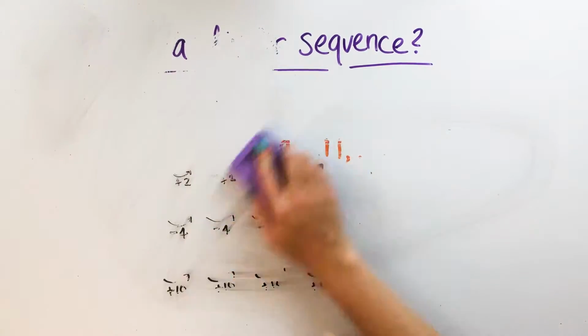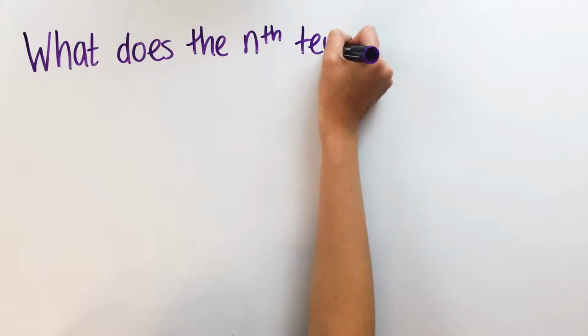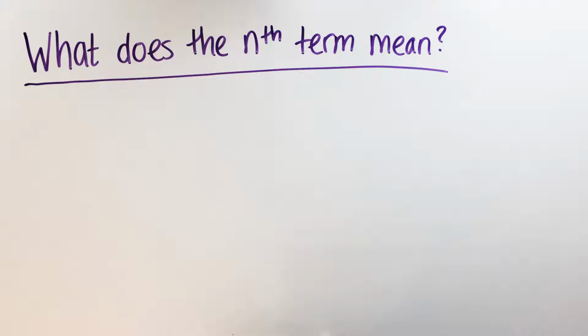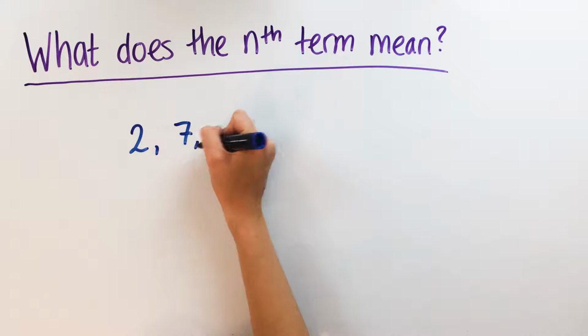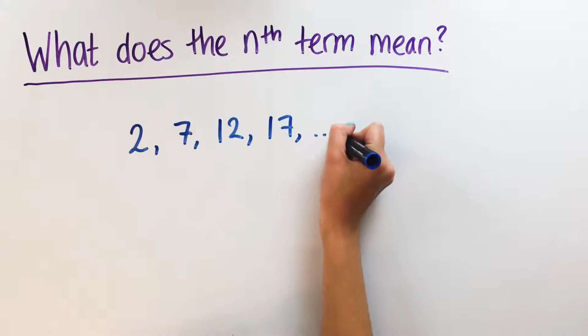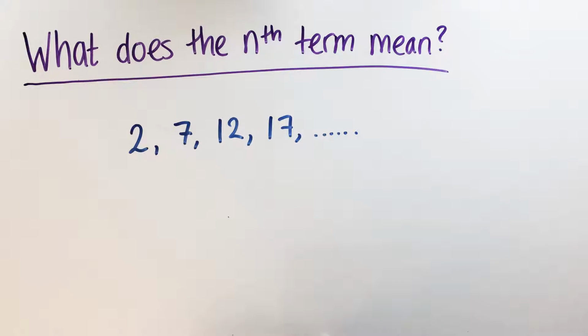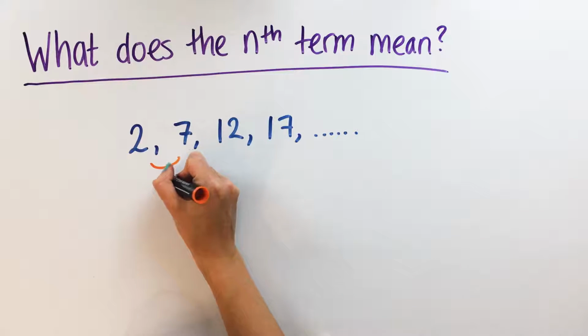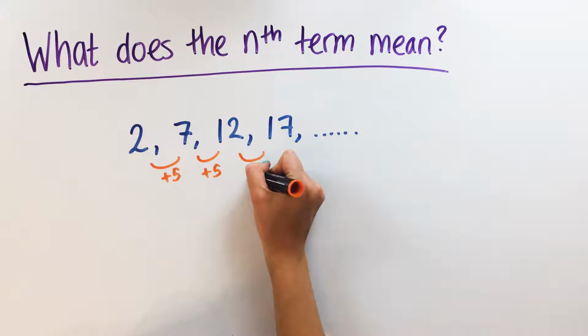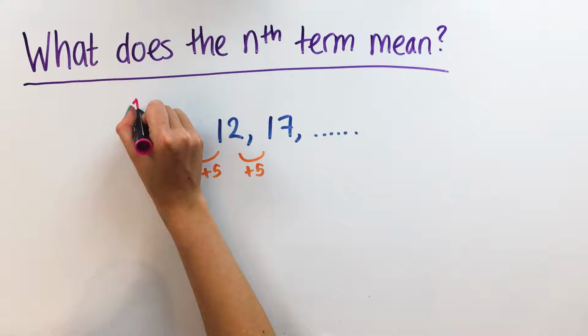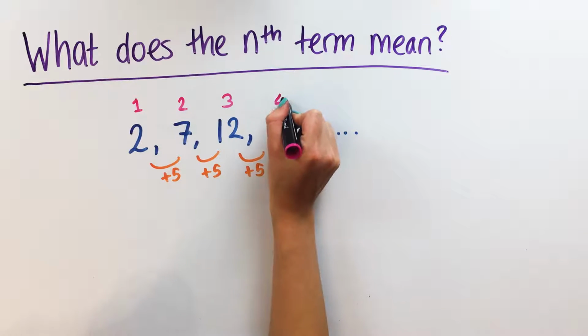In exam questions, you're often asked to find the nth term of a sequence. But what does the nth term mean? Well, suppose we have the sequence 2, 7, 12, 17. You can probably work out that to get to each term, we add 5 each time. So if someone asks you to find the 5th term in the sequence, you could probably work that out.